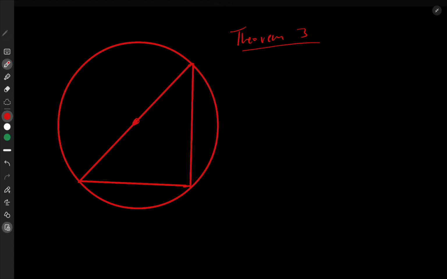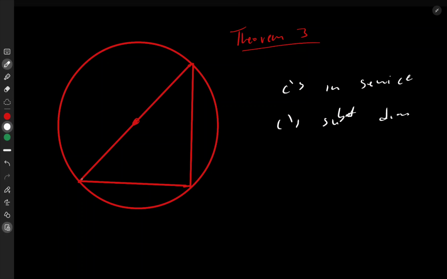Theorem 3: we don't have to prove this in your grade, but it's obvious. I'm just not going to prove it anyway. Angles in a semicircle. They call it angles in a semicircle. Others call it angles subtended by a diameter. Yeah, they call it everything.